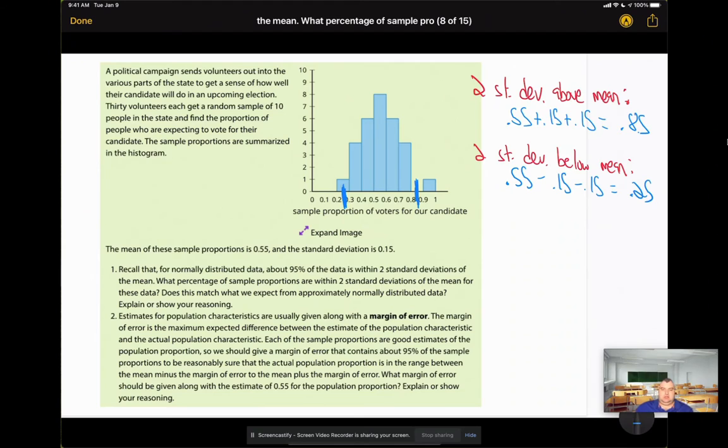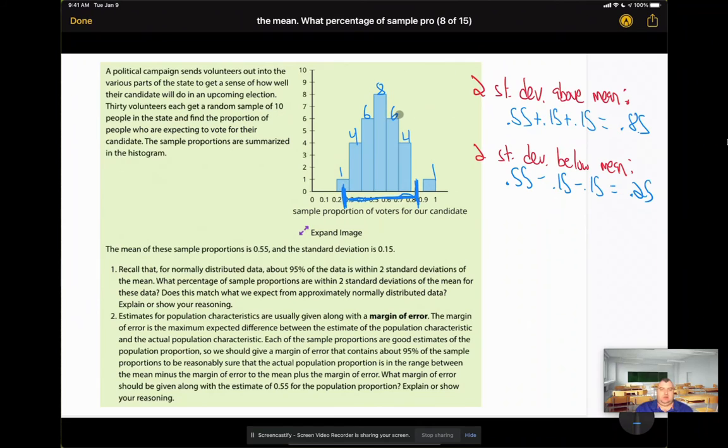Okay, so anything between these two values is within 2 standard deviations of the mean. To figure out that percentage, let's first figure out our total amount. This is 1, this is 4, 6, 8, and then we have 6 again, 4, and 1. So let's add all this together.